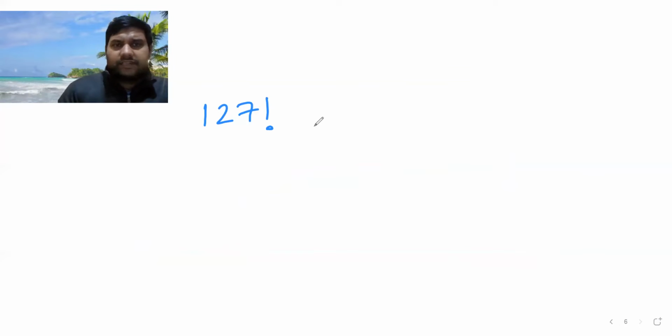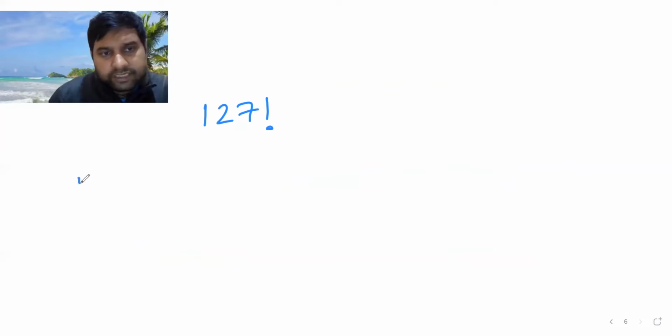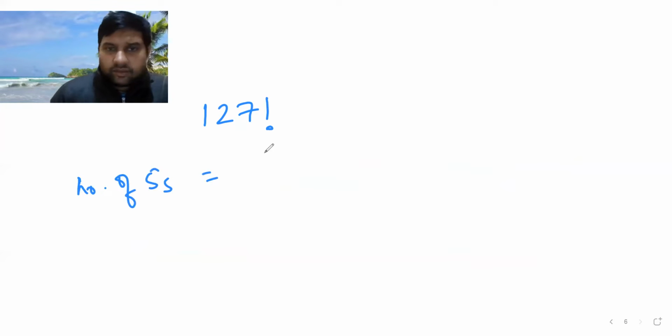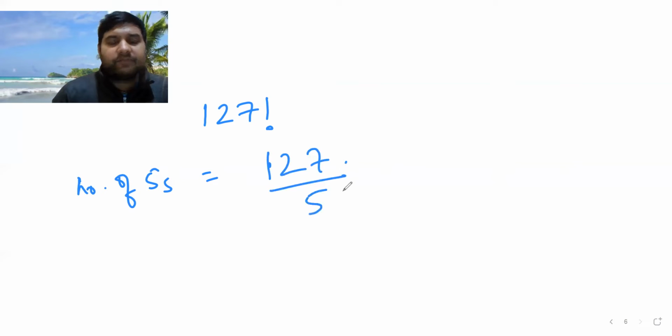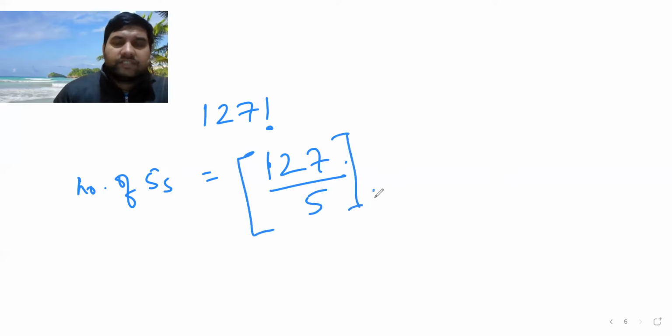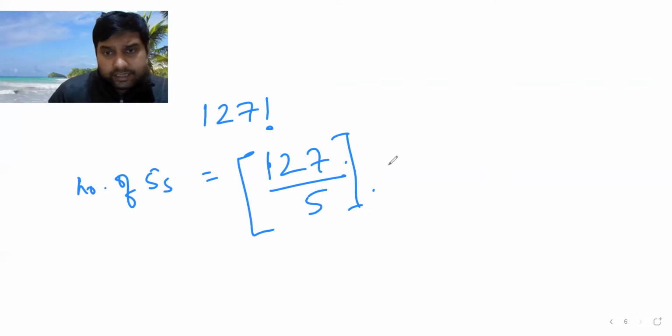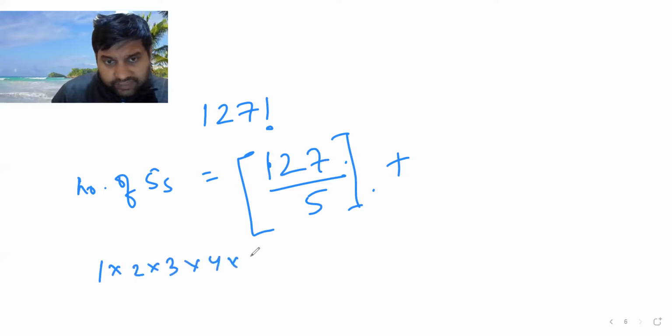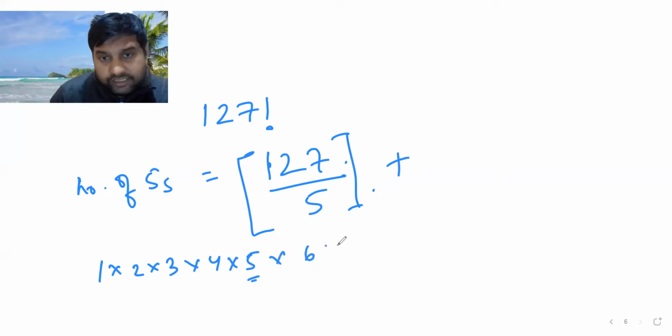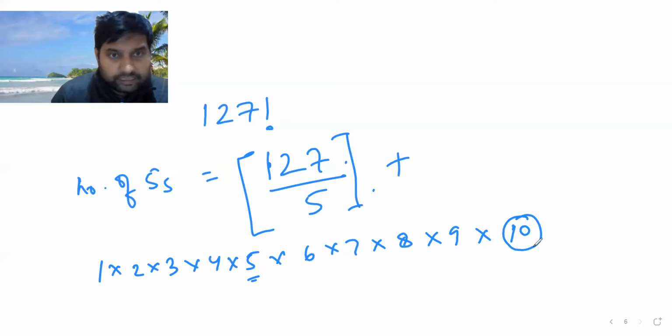Let's first understand what will be the number of 5's. How many times is 5 coming? If you divide 127 by 5, whatever is the quotient, the greatest integer function, this quotient. But you understand that, say, 1 into 2 into 3 into 4 into 5. This is nice. Then you go into 6 into 7 into 8 into 9 into 10. Now you get another 5 here because it's 5 into 2.